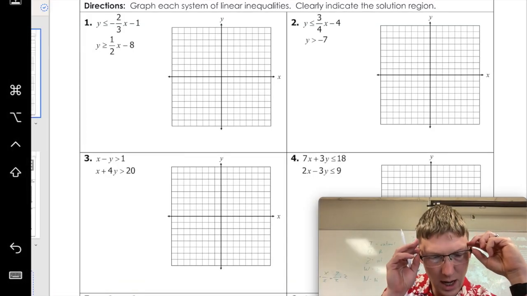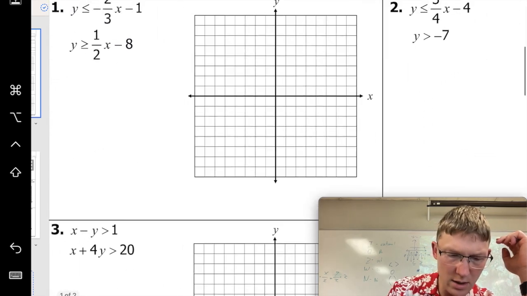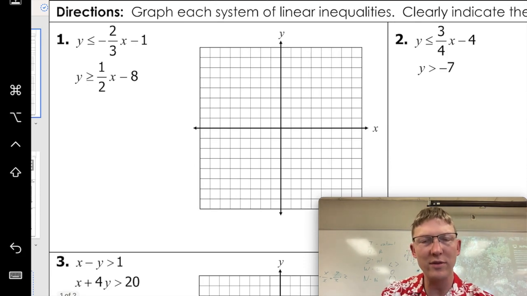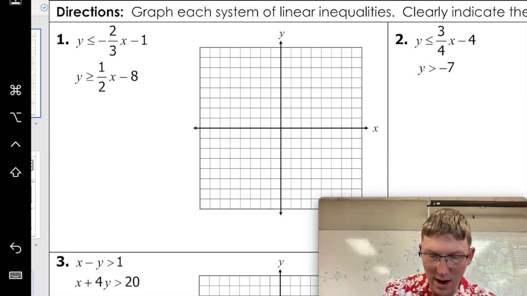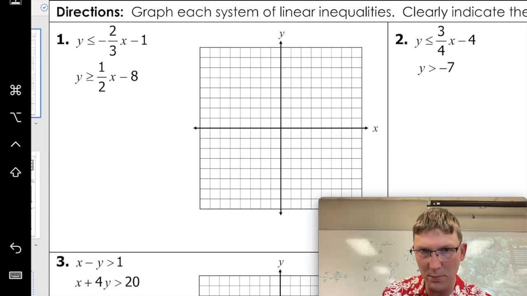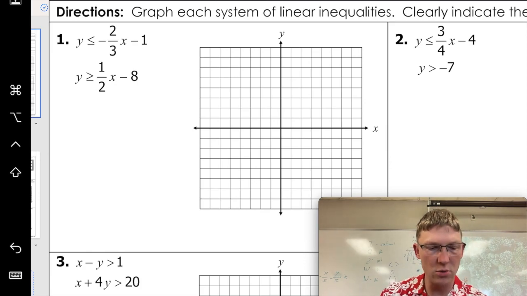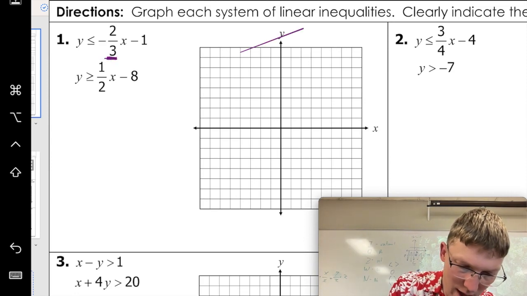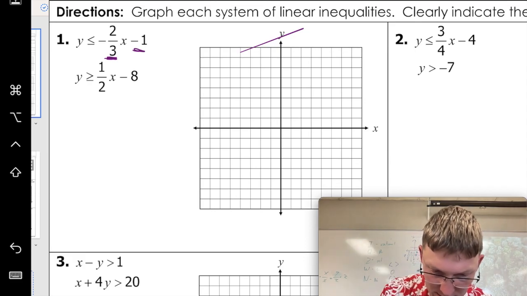All right, we're looking at number one here. Basically, you're going to take all of these equations and turn them into y equals mx plus b, slope-intercept form, because that's kind of the easiest way to graph them. You can also just throw in a bunch of points and graph it that way. Either one works. So we've got y equals mx plus b.